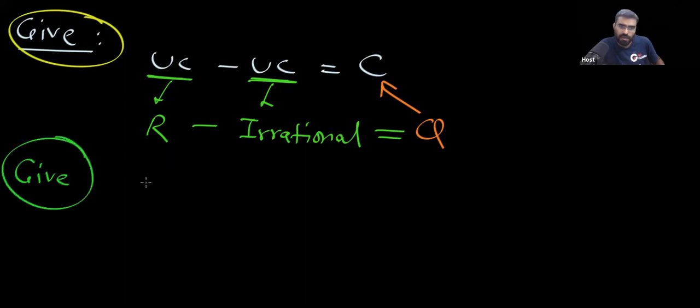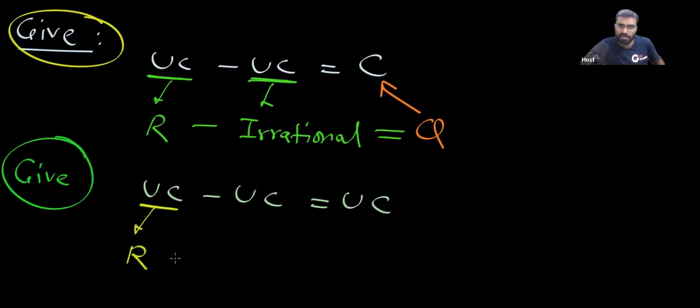Now give me this. Uncountable minus uncountable is uncountable. Please tell me. Anyone? Very good, Mayuk. See, you can take real numbers minus these. These are also uncountable.